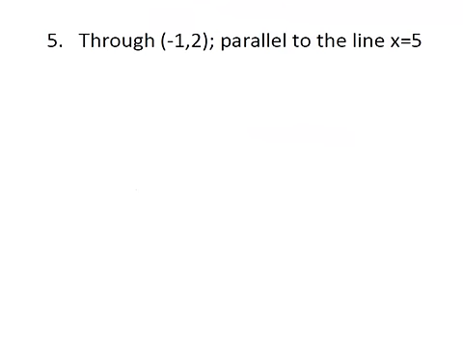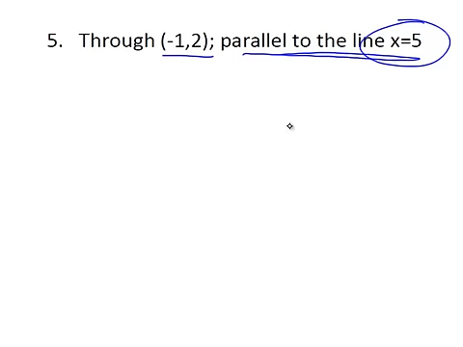Okay, last problem for this video. I want to write an equation of a line that goes through the point (-1, 2), and I want it to be parallel to the line x is equal to 5. Okay, you're going to have to use a little bit of common sense here. I see the equation of this line. This can be a very easy problem if you're thinking about it. I can't solve for y to find the slope because there's not a y.